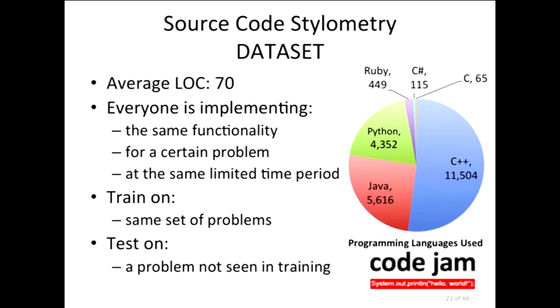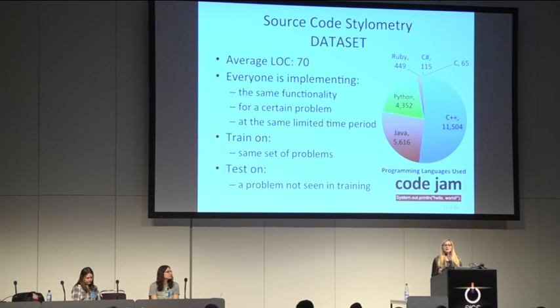I would like to give some statistics about our Google Code Jam dataset. In the 2014 dataset, which we used as our main one because it was the largest one in C++, the average was 70 lines of code per solution. In this programming contest, everyone is implementing the same problem or the same functionality at the same time and in a limited time. Whenever we perform a machine learning task, we always train on the same problems that people answered, and when we are testing, we choose a problem that was not in the training set. This makes it a more difficult machine learning problem, because the question was not seen in the training set before. On the right pie chart, we see that C++ was the most common language, and that was also true for other years.